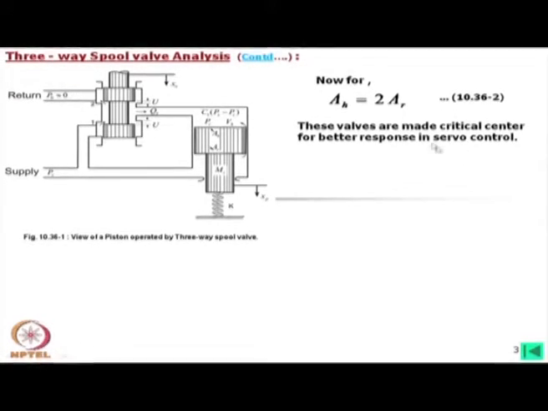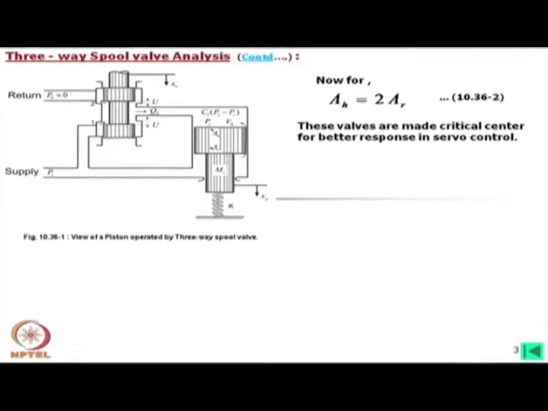Now, it is found that critical center is important, because as I told, this is for reversal operations, that means it is doing some operations forward and backward. So, if it is an overlap valve, then it will be difficult for position controlling or maybe this reversal time controlling. So, in that way critical center valve is better.